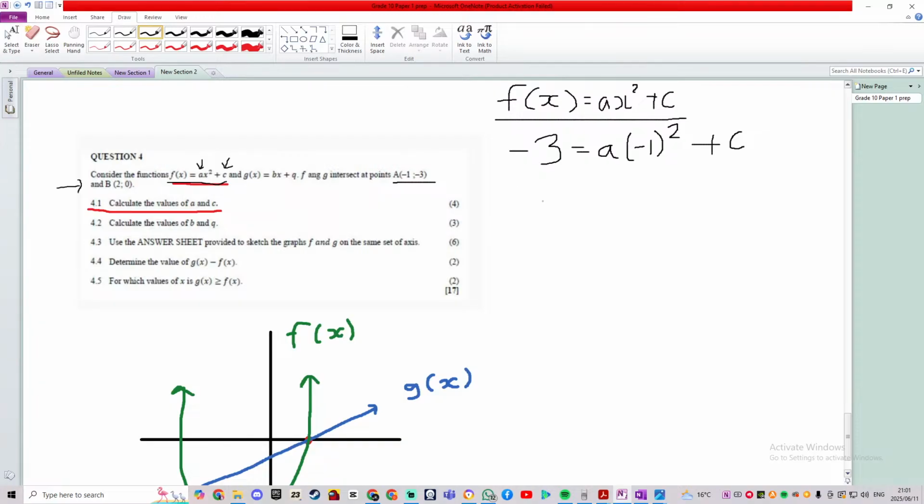Okay, so I have minus 3 equals a times minus 1 squared, which is just 1. So it's a plus c. This I'm going to call my equation 1.